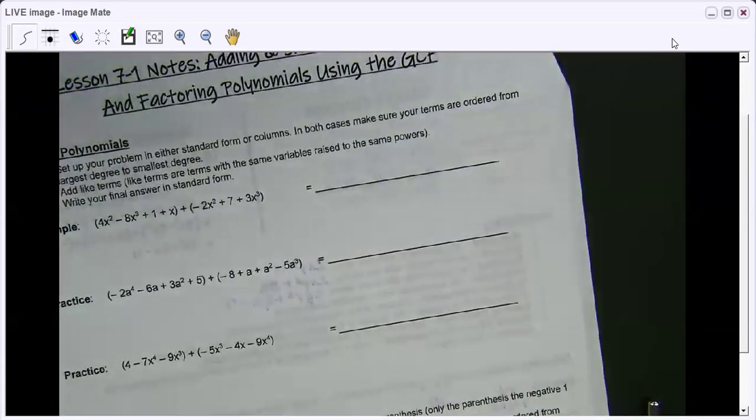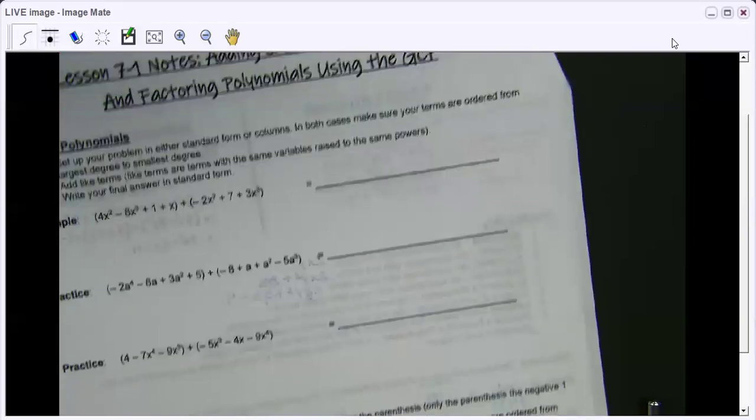Moving on to page 2. We are going to add polynomials. All we're doing here is adding like terms. When you add like terms, you do not combine any form of the variable or the exponents by adding, subtracting, or multiplying. Remember, when you're adding polynomials, your variables with coefficients are like denominators.